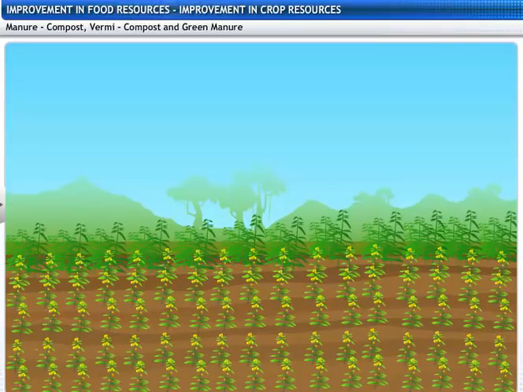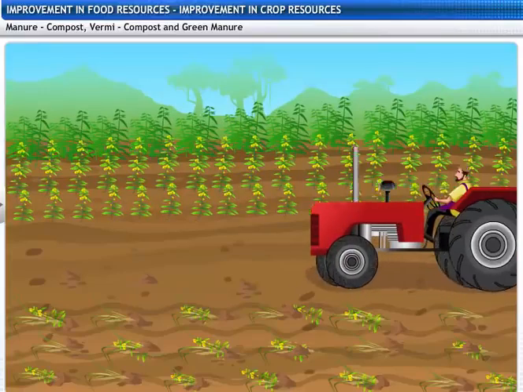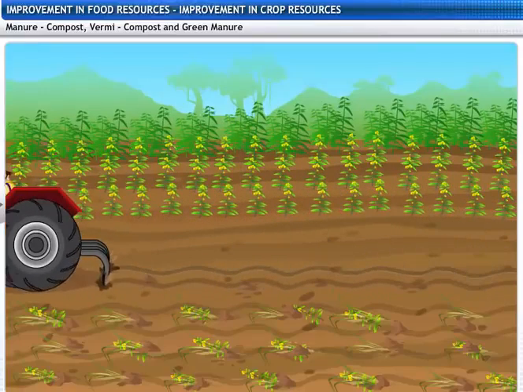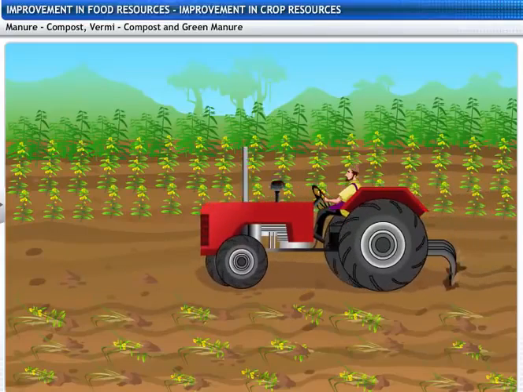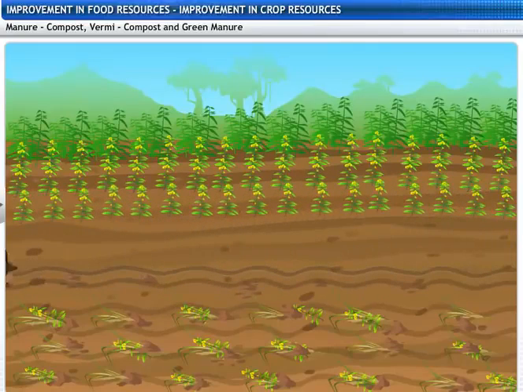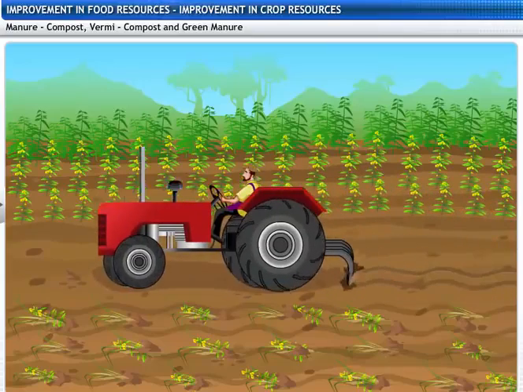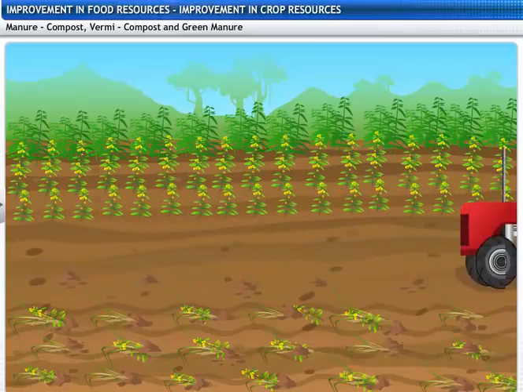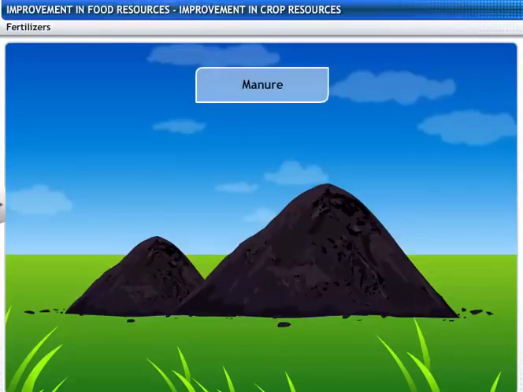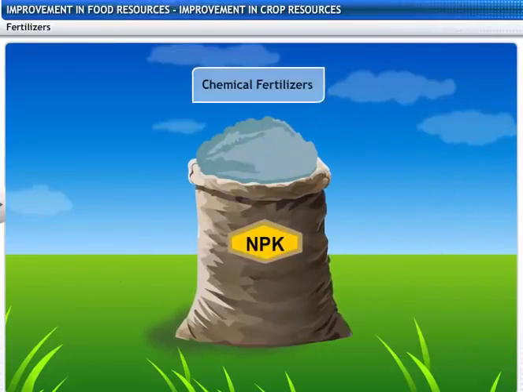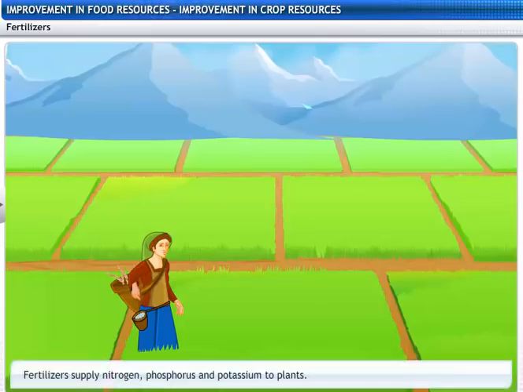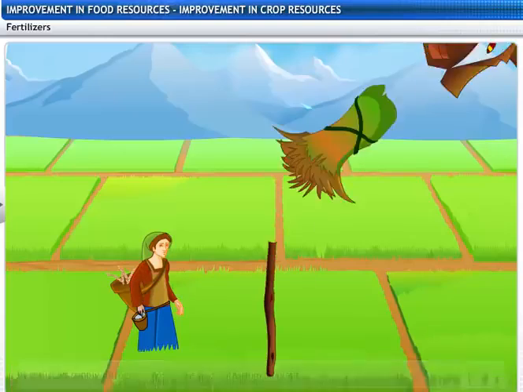Before sowing crop seeds, plants like sunhemp are grown and ploughed into the soil. These green plants enrich the soil with nitrogen and phosphorus. This is called green manure. Apart from natural manure, fertilizers are also used to improve crop production. Fertilizers supply nitrogen, phosphorus, and potassium to the plants.